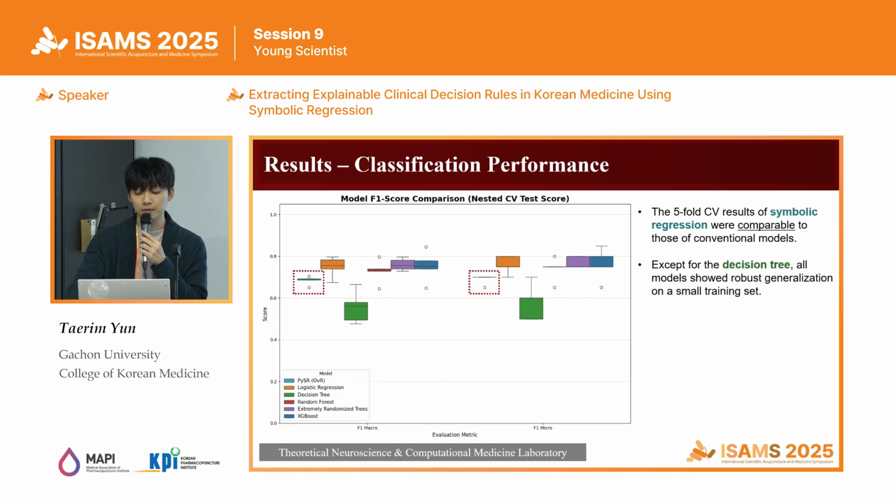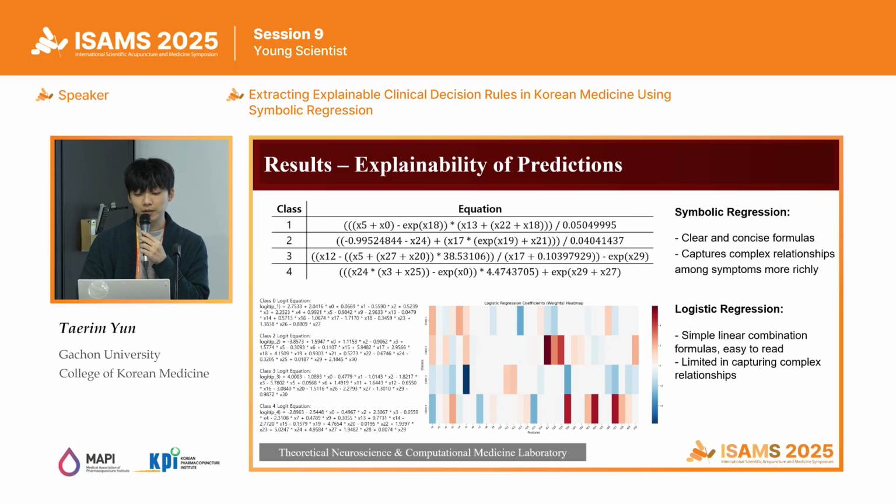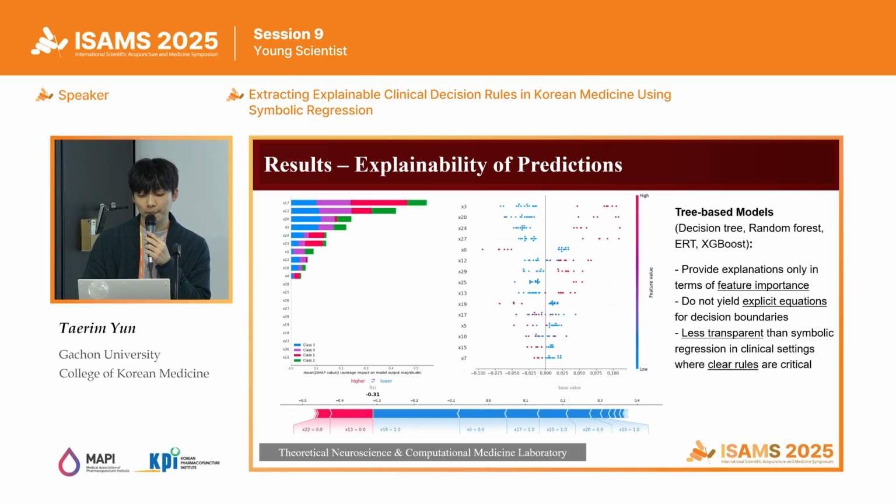This is the 5-fold CV results of all models. As you can see, except for the decision tree, all models predicted fairly well with no significant difference. But for the explainability, there are huge differences. As you can see here, SR gives clear and concise formulas with nonlinear terms that capture rich and complex relationships among symptoms. But logistic regression can only make simple linear combinations formulas.